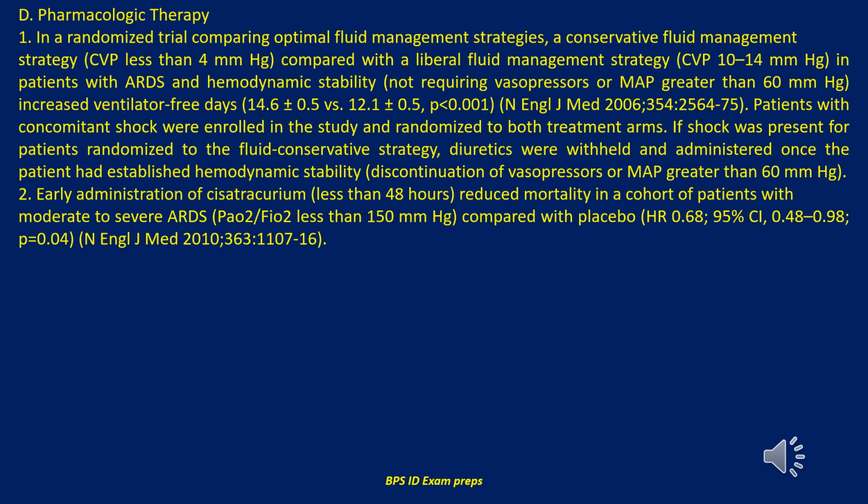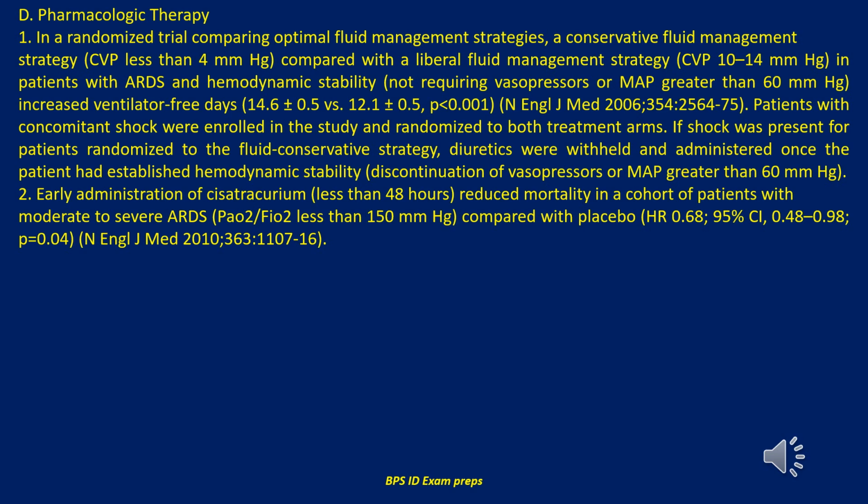2006. Patients with concomitant shock were enrolled in the study and randomized to both treatment arms. If shock was present for patients randomized to the fluid conservative strategy, diuretics were withheld and administered once the patient had established hemodynamic stability, that is after discontinuation of vasopressors or MAP greater than 60 mm of mercury.